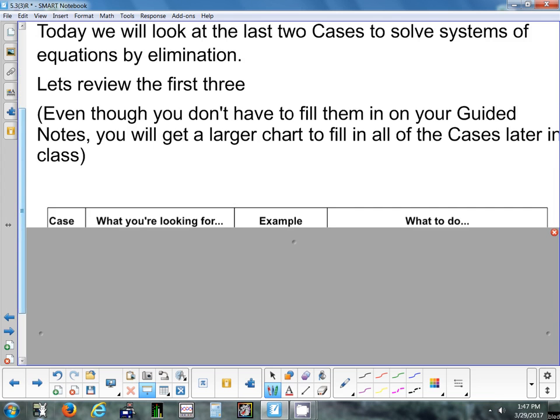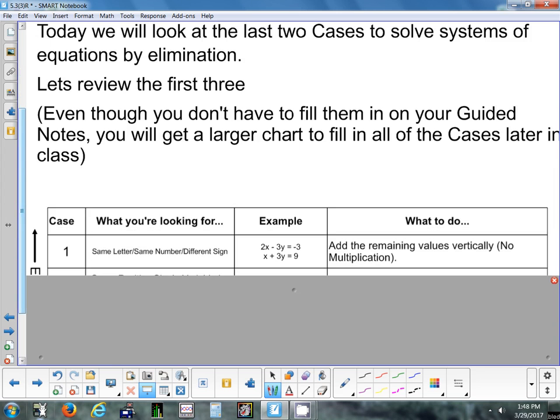What do we do? If we have a case 1, it's already lined up for us, right? We got same number, same letter, different sign. I can eliminate right away. What do I do after that? Once I know I can eliminate. Liam? Add going which way? Up and down or across? Yeah, down, vertically. Good.